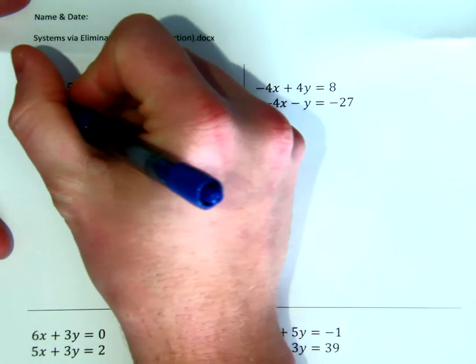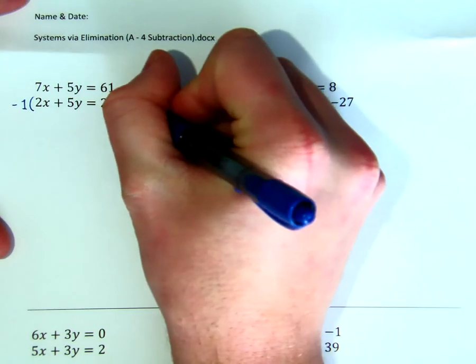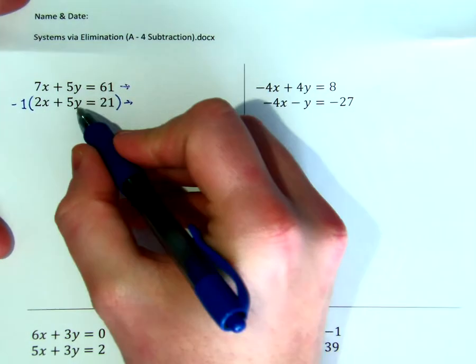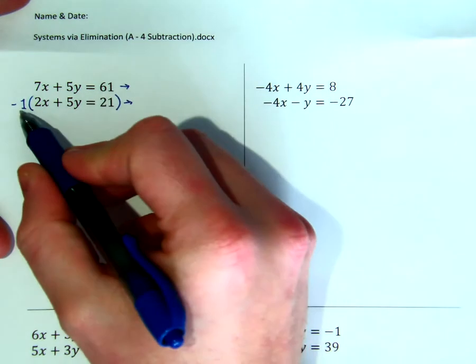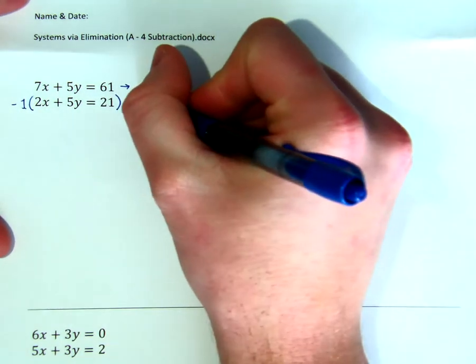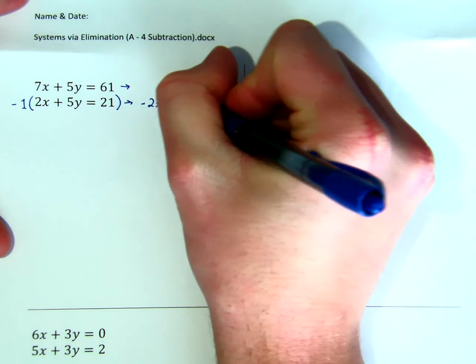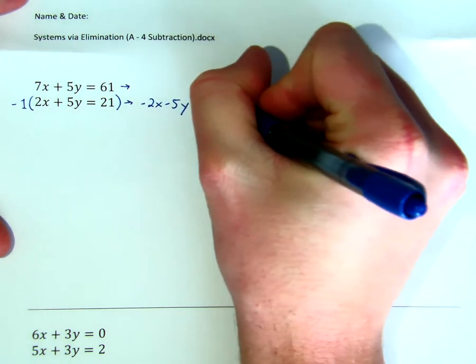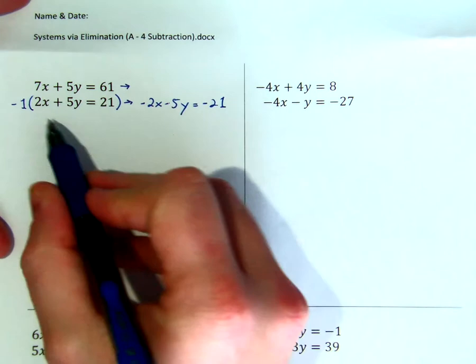I prefer multiplying one of these equations by -1. Because if I'm going to cancel out this y, I would like them to have opposite signs. So if I multiply the bottom equation by -1, it would become -2x minus 5y equals -21. So really the only thing that changes is the signs.